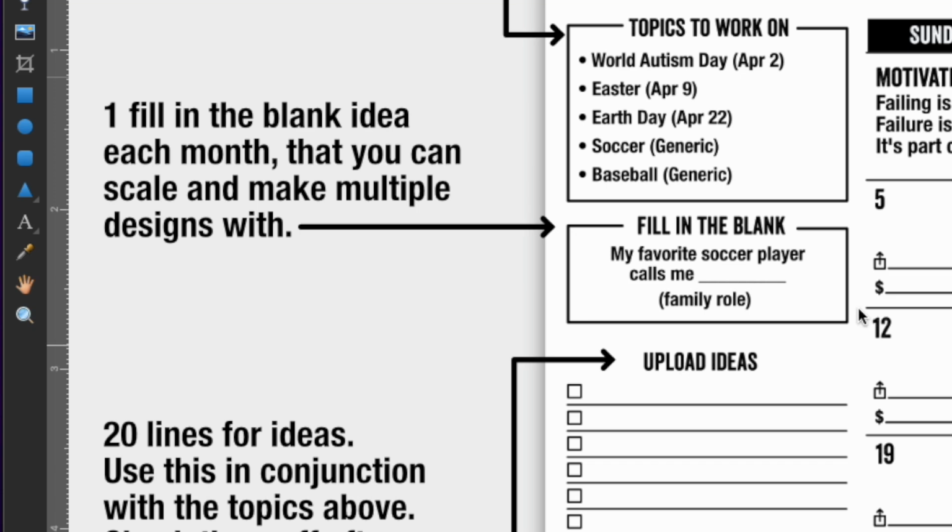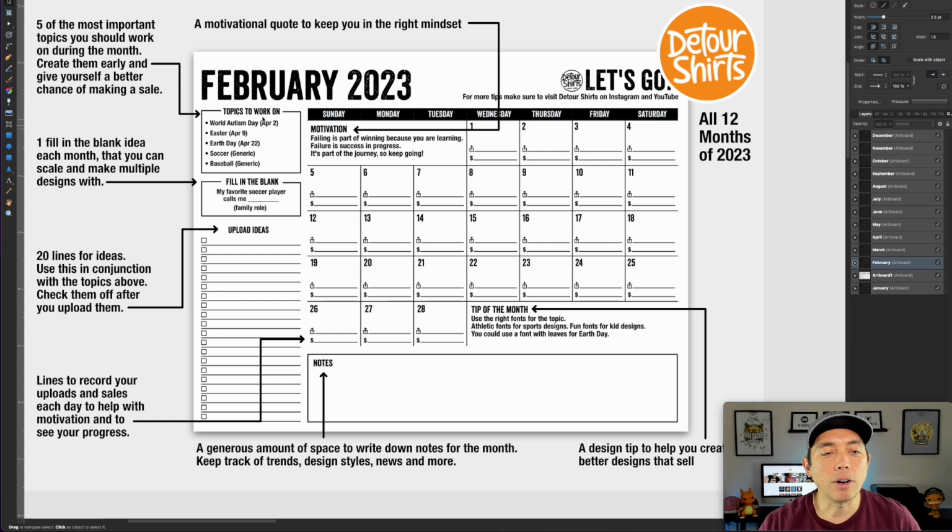This one here, each month will have a blank idea. What I'm calling this is fill in the blank. So basically you have this phrase here, my favorite soccer player calls me, and then put a family role: calls me mom, calls me dad, calls me mama, calls me grandpa, whatever you put in there, that's what family role means here. And so you can scale this design just to help you get at least one design that month. And then think about all these topics here and use that as ideas.